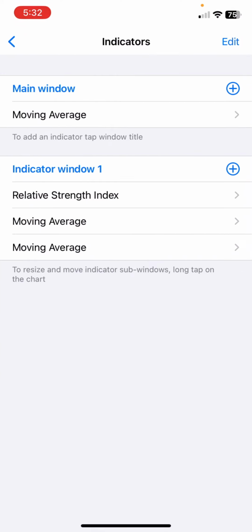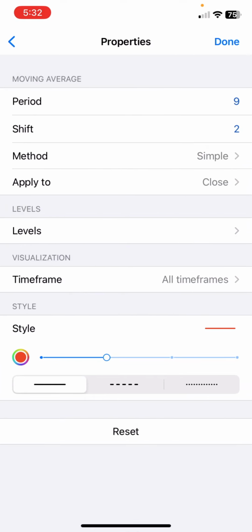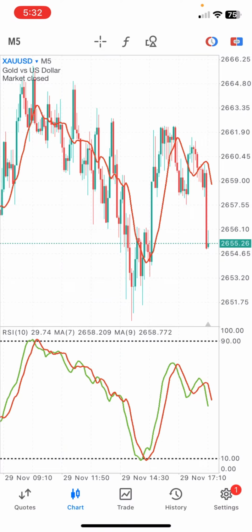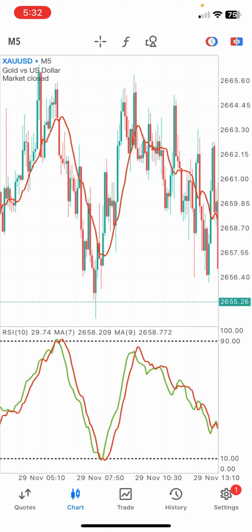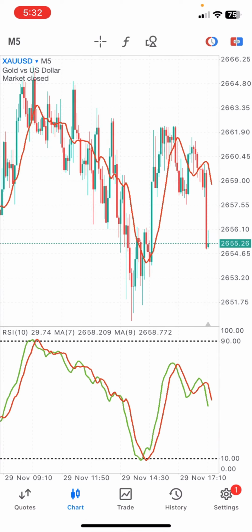Now click on indicator window 1 plus, search for moving average again and click on it. These are the properties for the moving average: period is 9, shift is 2, method is simple, apply to close. I'm using the red color, you can choose any color of your choice. So we are done setting everything up. Now the next thing is how to make use of the strategy.